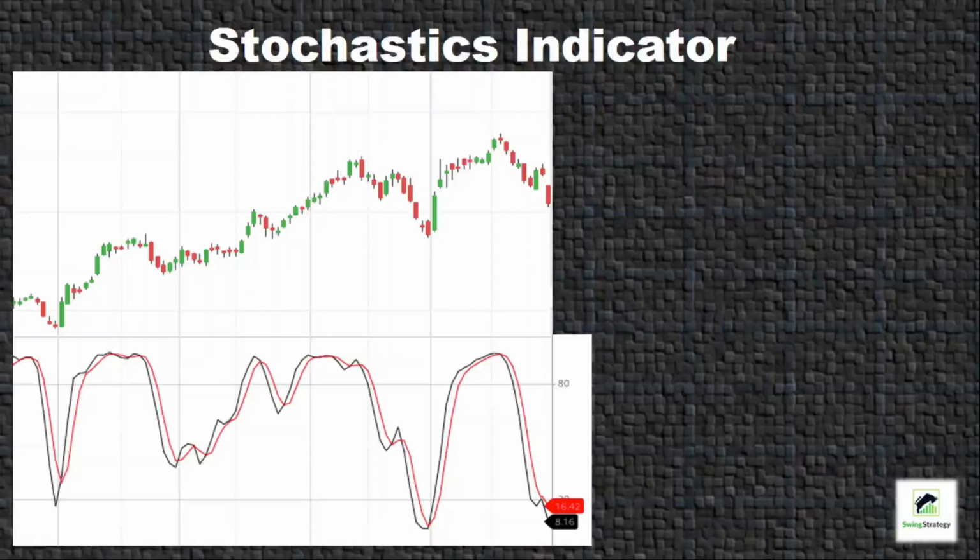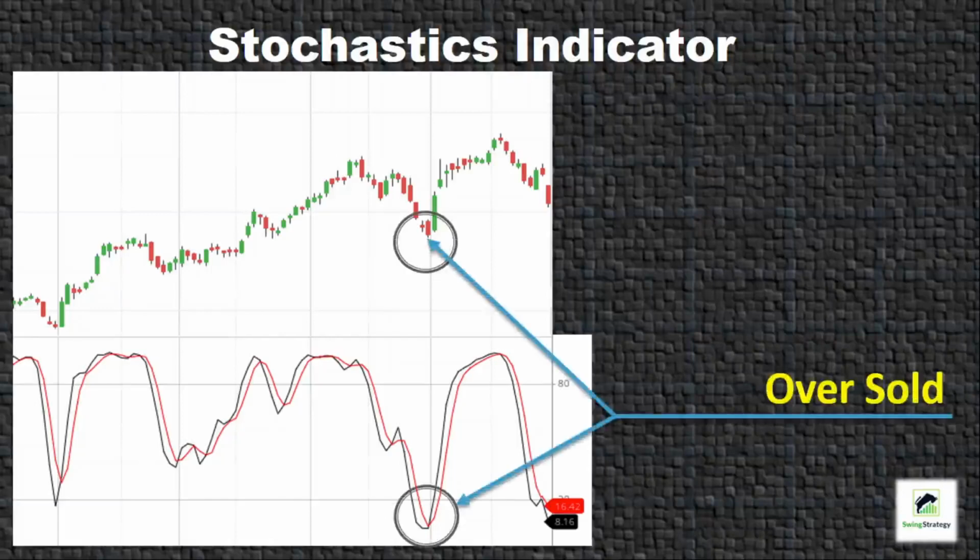A stochastic oscillator is a popular technical indicator for generating overbought and oversold signals. It is a momentum indicator developed based on support and resistance levels. The stochastic is displayed as an oscillator and can have a reading from 0 to 100. Stochastic indicator consists of two lines: a fast line that appears in black color and a slow line that appears in red color.